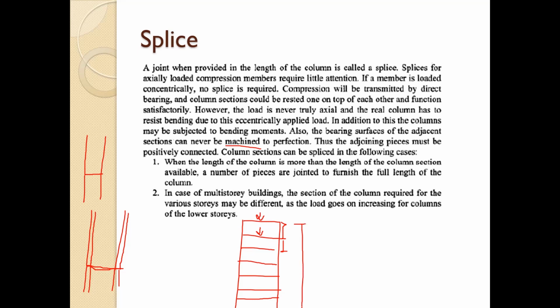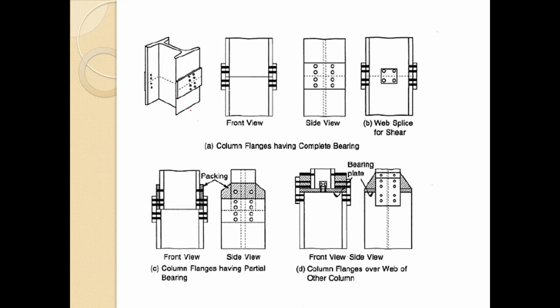So again we have to reduce the section as we progress on the upside. That is, we have to provide a small section over here as compared to the section at the bottom. So for this we need different sections, and to connect those sections we require the splice. So here you can see a different type of splices.